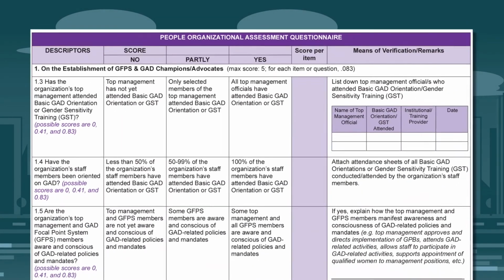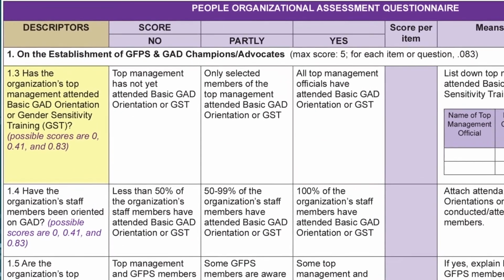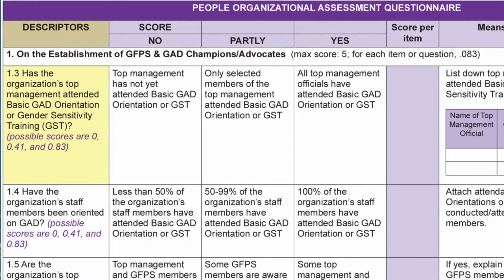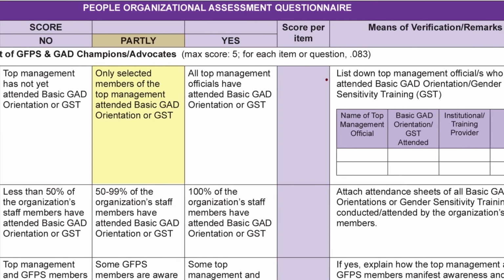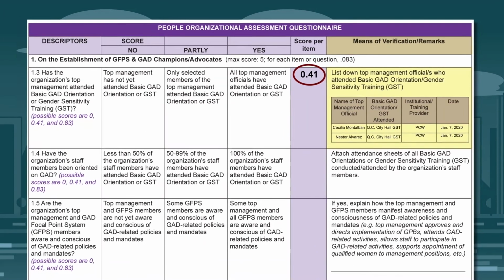Let's also try answering one of the indicators for people entry point. If only selected members of the top management attended, the organization gets partly yes, and 0.41 should be indicated in their score per item column. As a means of verification, the organization needs to list down top management officials who attended.